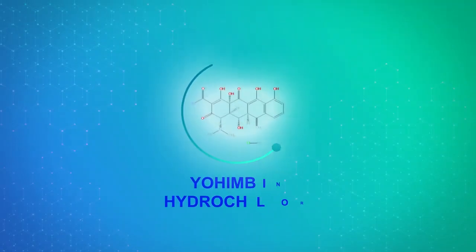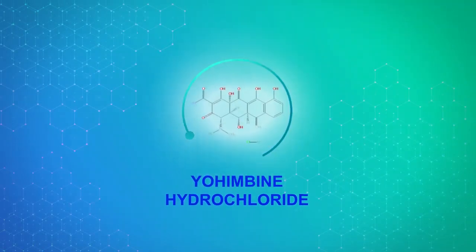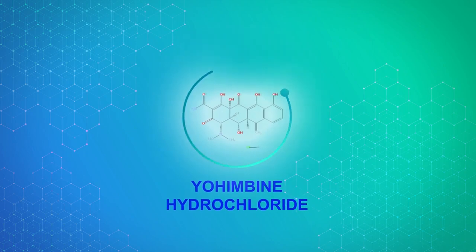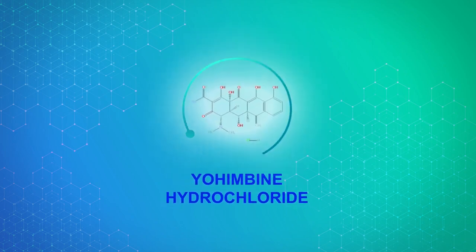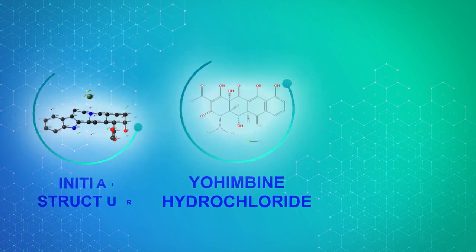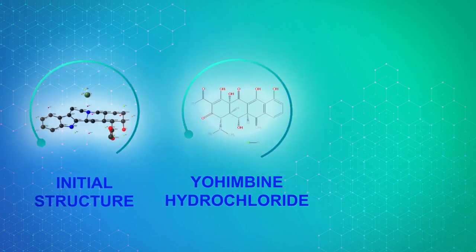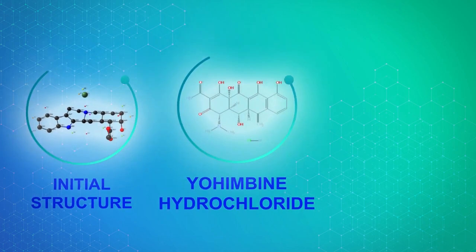Take yohimbine hydrochloride as an example. The first figure shows the initial structure without hydrogens added. It's ambiguous if the structure is a salt or a co-crystal. The small colored dots in the second image are the peaks in the electron density distribution map. The red arrow indicates a peak near the nitrogen atom.